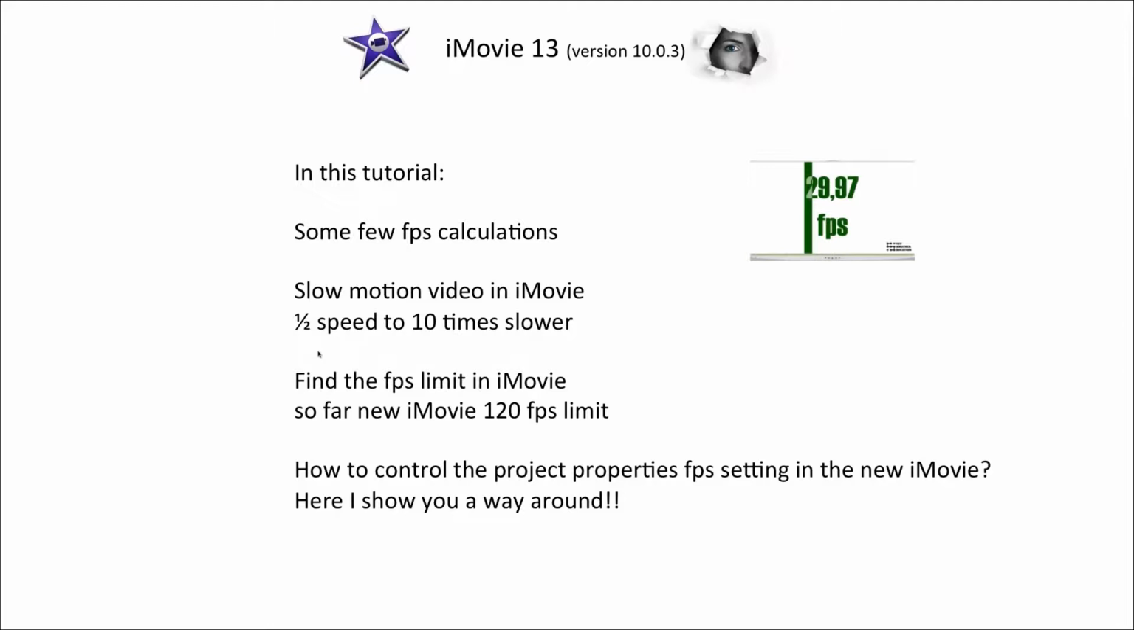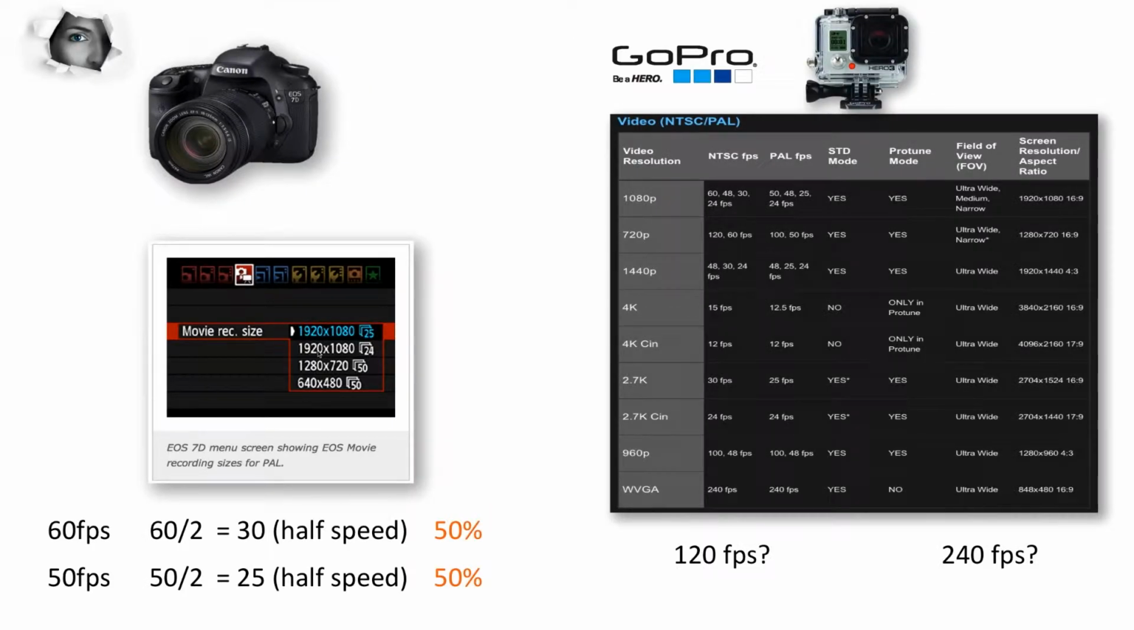Earlier you could choose that directly in the project properties settings, but now it's kind of hidden. It's not possible to do it directly, so here I show you a way around, and there are some things you can download for doing that. As an example, if you have a Canon 7D with 60 frames per second and you want to slow it down to half speed, or maybe you have a GoPro Hero 3 or Hero 3 Plus with a source file in 120 or even 240 frames per second, and you want to slow it down, you've come to the correct tutorial.